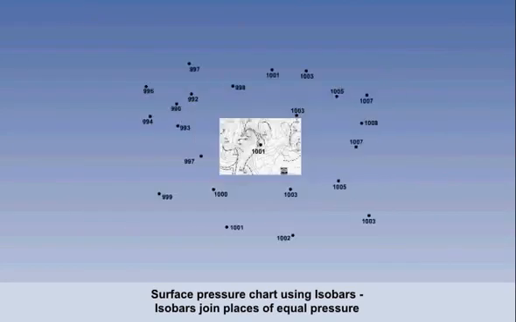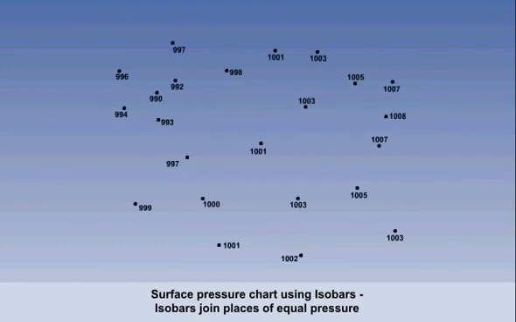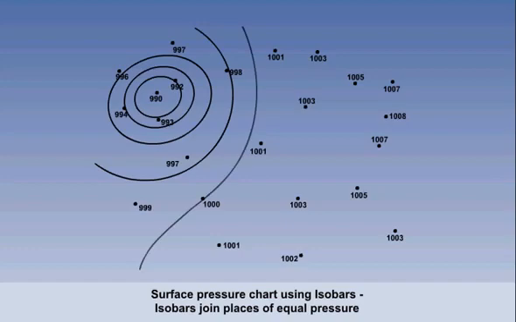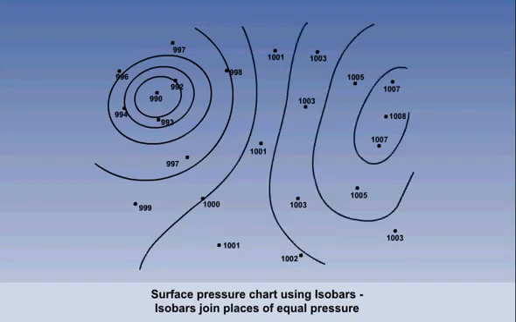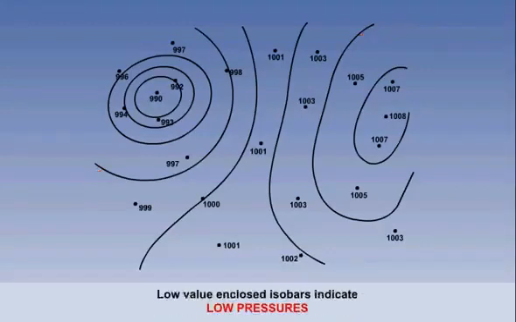If we look at the diagram, we can see various stations reporting their particular pressure values. If we now draw a line connecting all the areas with the same pressure, we end up with a pattern of lines over the surface. These lines are called isobars, and they join places of equal pressure. Using these pressure values, we can identify areas of low and high atmospheric pressure.